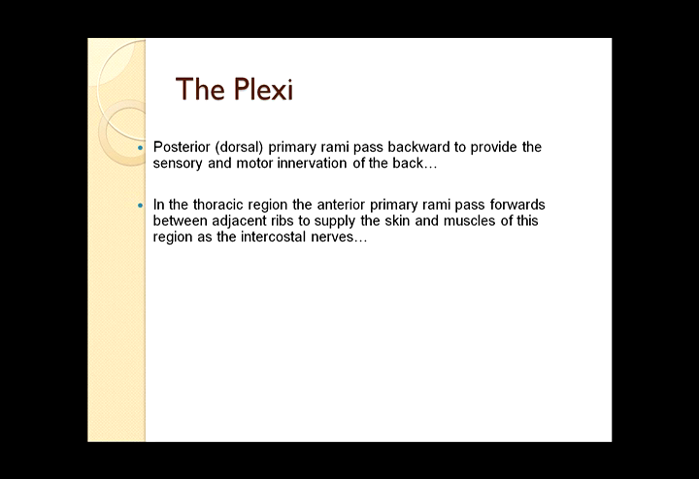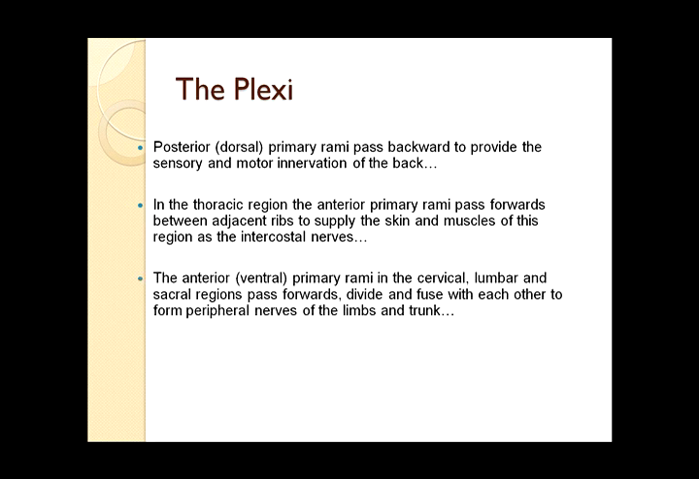The posterior primary rami, as has been mentioned, pass posteriorly to supply sensory and motor innervation to the back. The anterior primary rami in the thoracic region pass forward and run round in between the ribs, supplying the skin and the muscles of the thoracic region. These are known as the intercostal nerves.